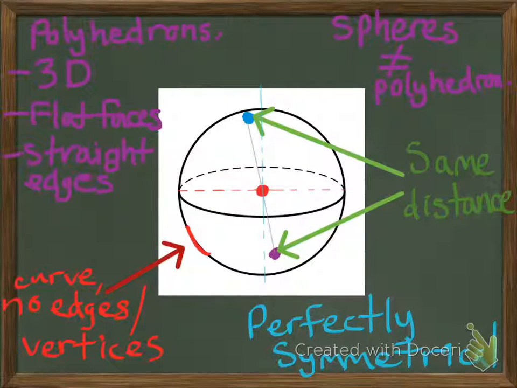A sphere is not a polyhedron. Polyhedrons are three-dimensional, they have flat faces and have straight edges. Compare a sphere to a cube or rectangular prism. Cubes and rectangular prisms are polyhedrons, but spheres are not because they do not have those properties.